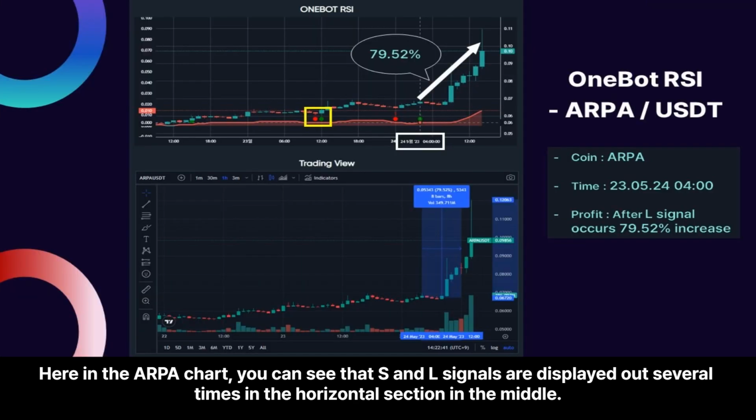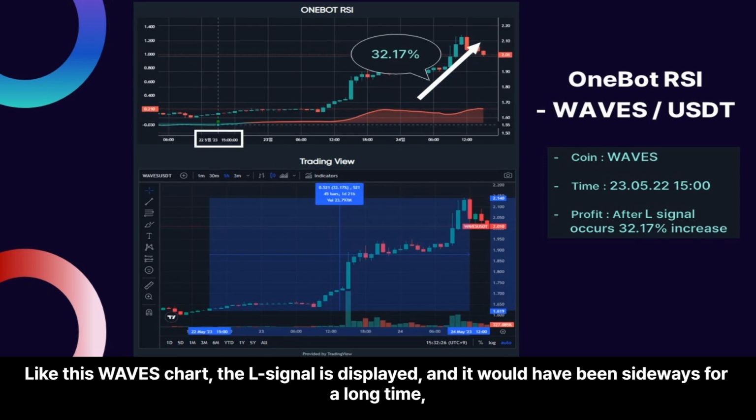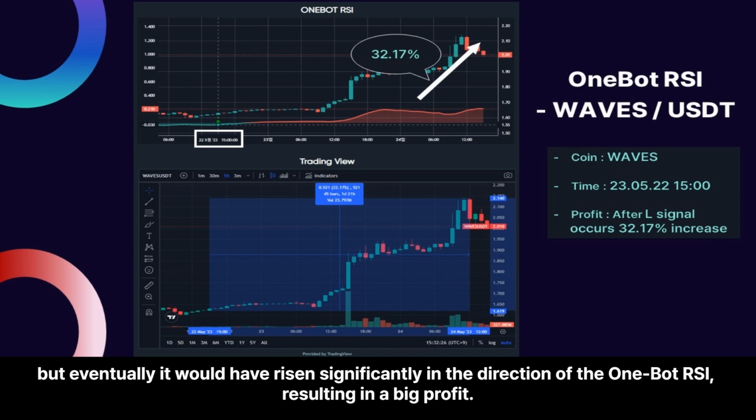Here in the ARPA chart, you can see that S and L signals are displayed several times in the horizontal section in the middle. There may be no big profit or loss, but if you trust the latter signal, the L signal, you can see a big profit. Like in this WAVES chart, the L signal is displayed, and it would have been sideways for a long time. But eventually it would have risen significantly in the direction of the One-Bot RSI, resulting in a big profit.